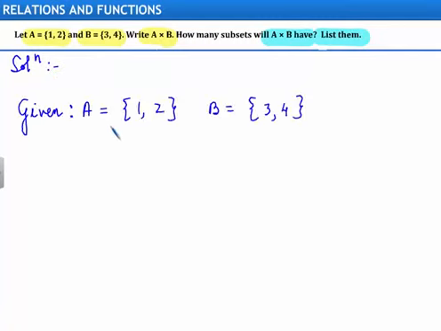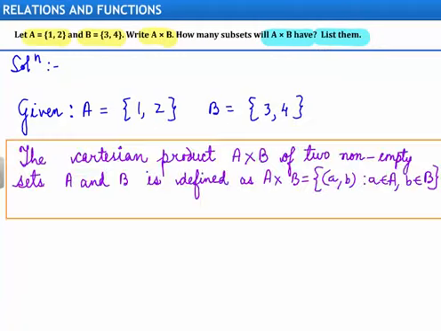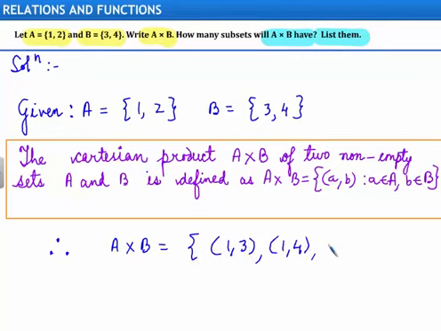It is given that set A is equal to {1, 2} and set B is equal to {3, 4}. We know that the Cartesian product A cross B of two non-empty sets A and B is defined as A cross B is equal to (a, b) such that a belongs to set A and b belongs to set B. Therefore, in this case, A cross B will be equal to (1, 3), (1, 4), then (2, 3), (2, 4). So this completes our first part.